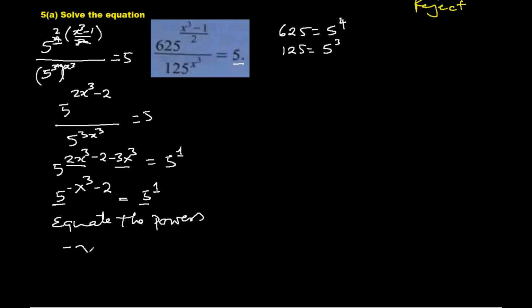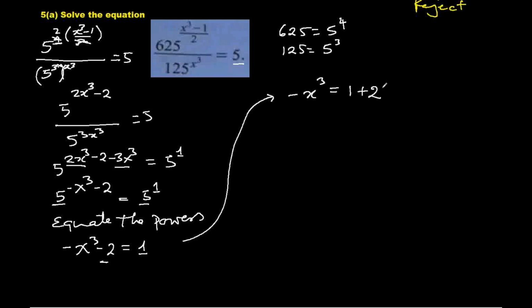So minus x cube minus 2 is equal to 1. And now it becomes a simple equation. We'll bring this minus 2 to the right side. Minus x cube equal to 1 plus 2. So now x cube equal to 1 plus 2 is 3, and because of this negative I will transfer it to the right side, and to find x we'll cube root both sides.